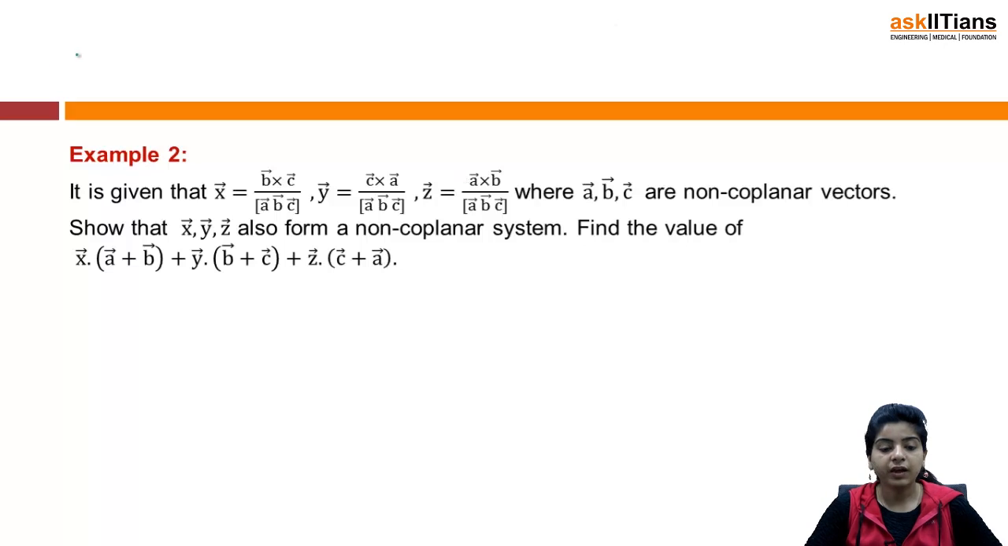The next question that we have: it is given that X is B cross C by scalar triple product ABC, Y is C cross A by scalar triple product ABC, and Z is A cross B by scalar triple product ABC, where A, B, C are non-coplanar vectors. Show that X, Y, Z also form a non-coplanar system. First of all, we need to prove that it also forms a non-coplanar system.